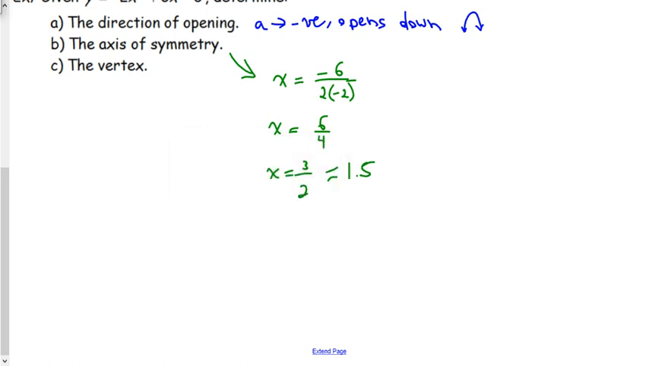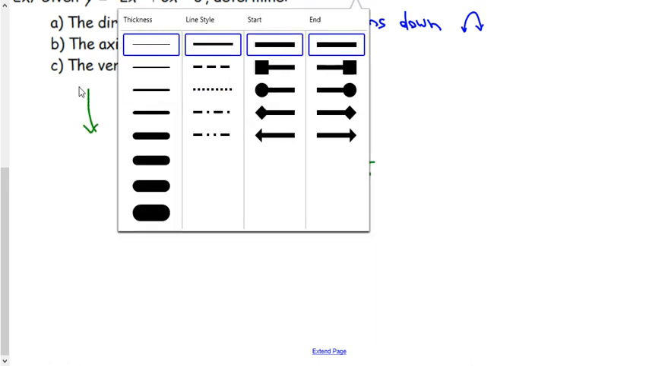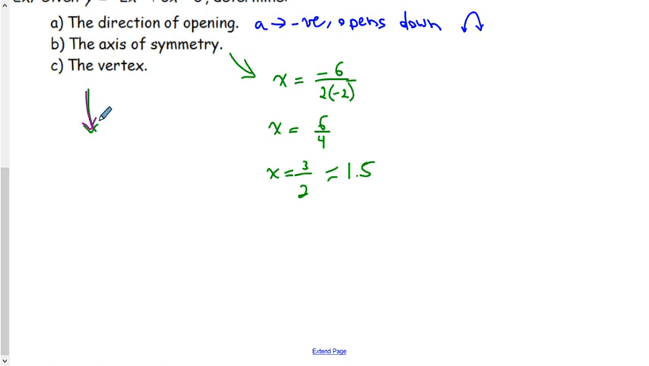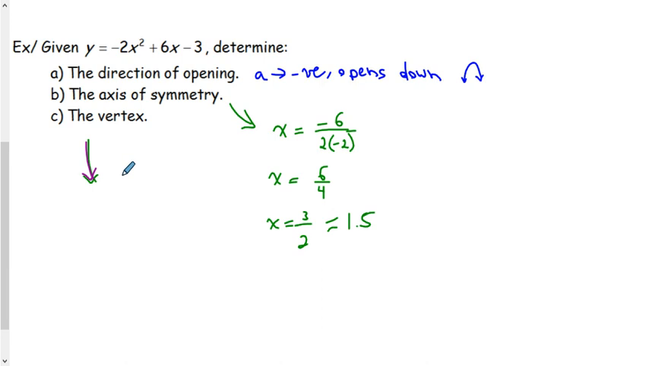Okay, finally, we're going to find that vertex. Let's change colors again. We'll go with purple this time. And let's find our vertex. I said purple. Curse you, system. Okay, here we go. So we know what our equation is, right? And we also know the x value of our vertex is 1.5. So here we go. We're going to go y equals negative 2, and anywhere I see an x, I'm going to put in a 1.5.